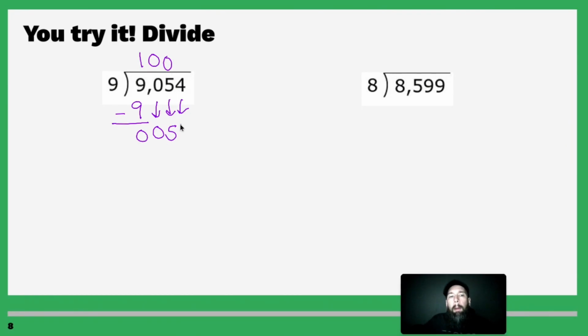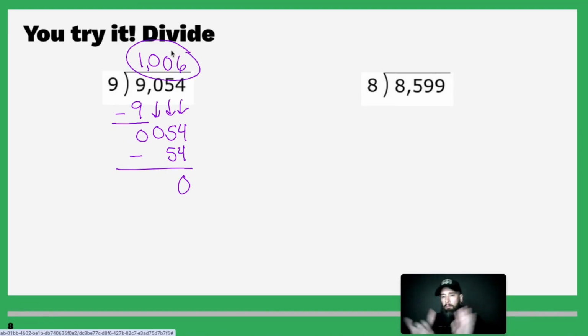Drop down the 4. 9 goes into 54 6 times. 6 times 9 is 54. Subtract those numbers. 54 minus 54 is 0. I'm out of digits, so the answer is 1,006. No remainder. Okay? Not so bad.